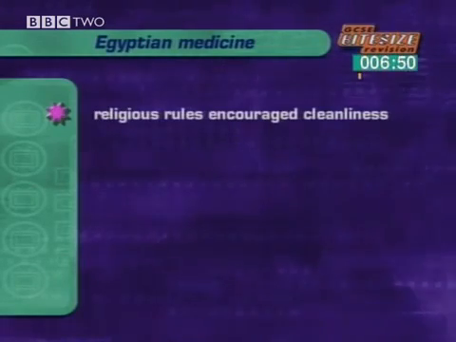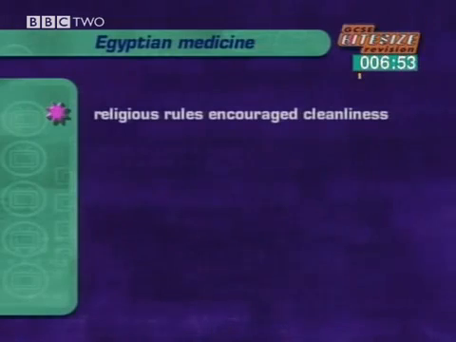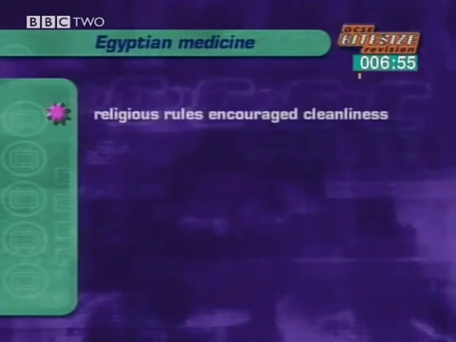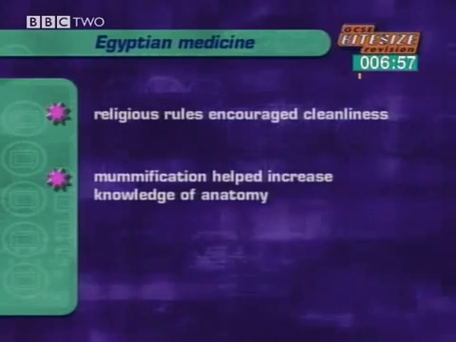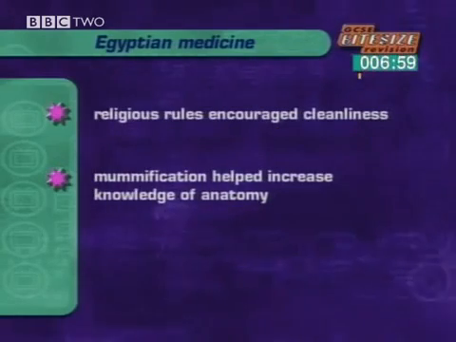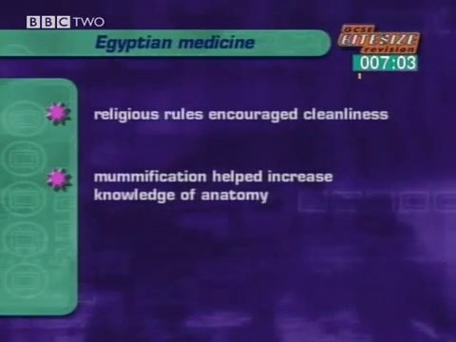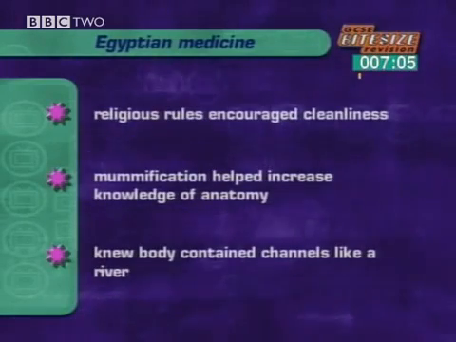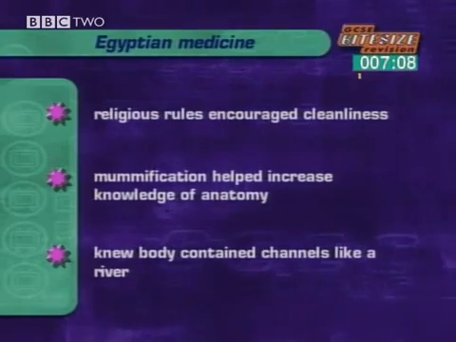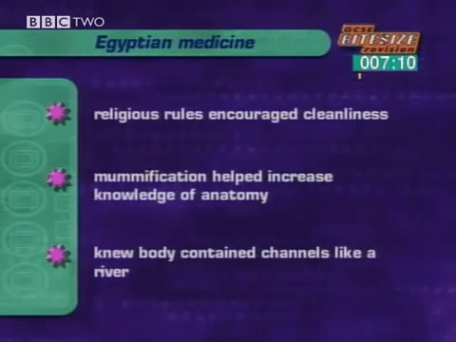Religious rules encouraged cleanliness. Egyptians were required to wash regularly and change their clothes. Mummification involved taking out internal organs. This helped increase their knowledge of anatomy, although religious rules forbade dissection. They knew that the body contained channels like those of a river. It was thought that blockages in them caused diseases.